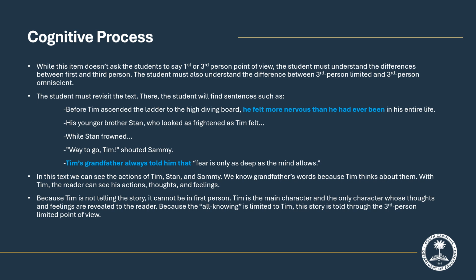This is where it is important for students to understand the difference between the two types of third person. Tim is the main character in the story, but he is not telling the story. Therefore, this cannot be a first-person narrative. Because we can only see the thoughts and feelings of Tim, and Tim is not telling the story, this must be a third-person limited point of view, meaning that the all-knowing is limited to one character, and that is Tim.